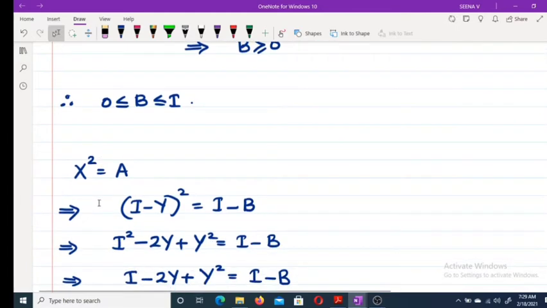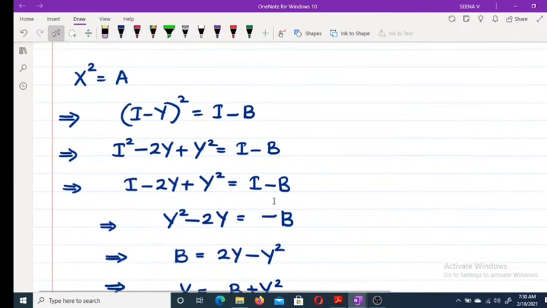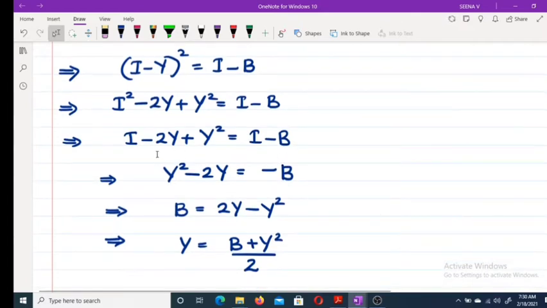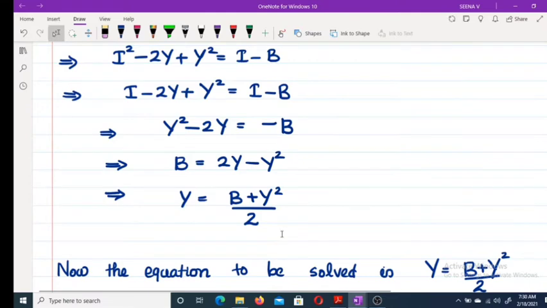Now, x squared equal to A means, if we take x equal to I minus y and A equal to I minus B, and this x and A satisfy the equation, what happens? So, x squared is (I minus y) whole squared, A is I minus B, and expanding, I squared is I itself, we get this one, and adding and subtracting, we get y squared. So, we have to solve this equation. Solving this equation is the same as solving this equation, that is, y equal to B plus y squared by 2.